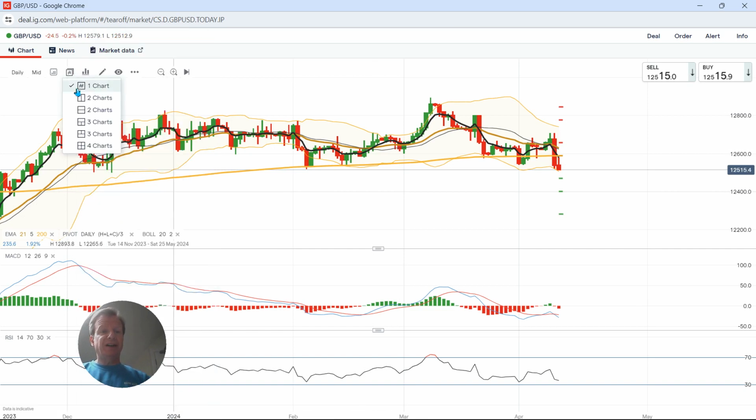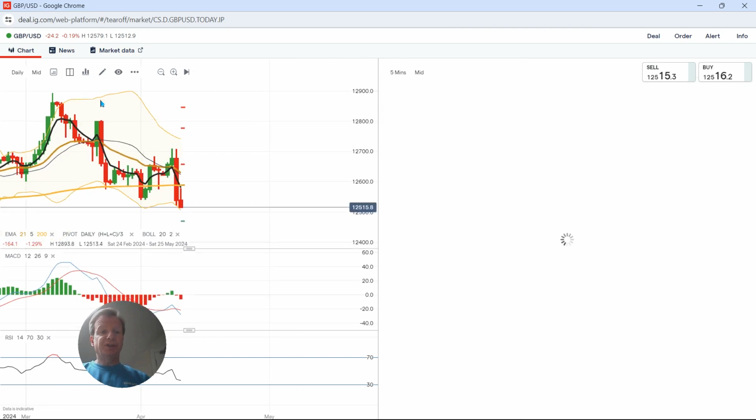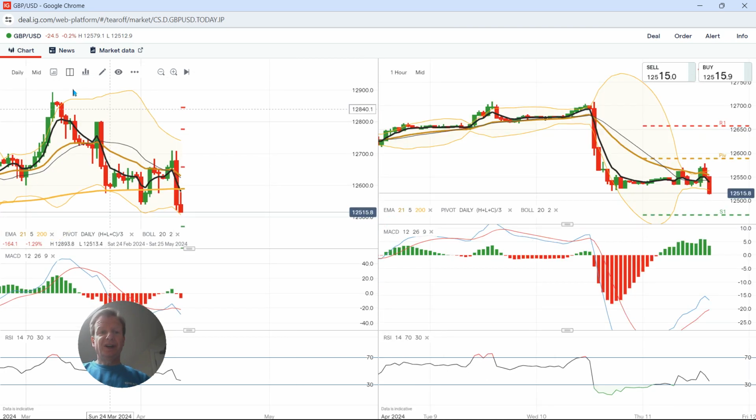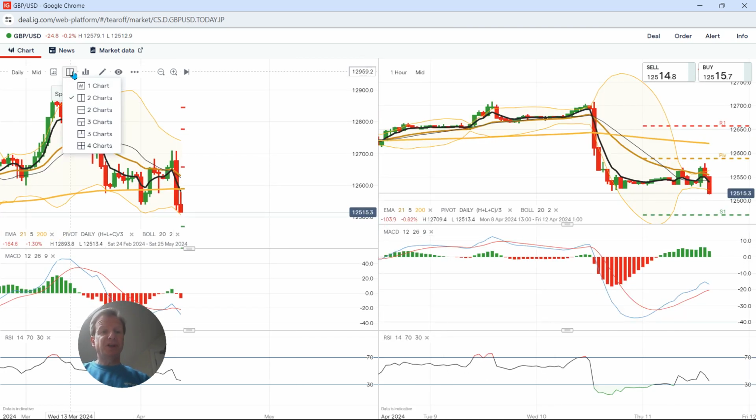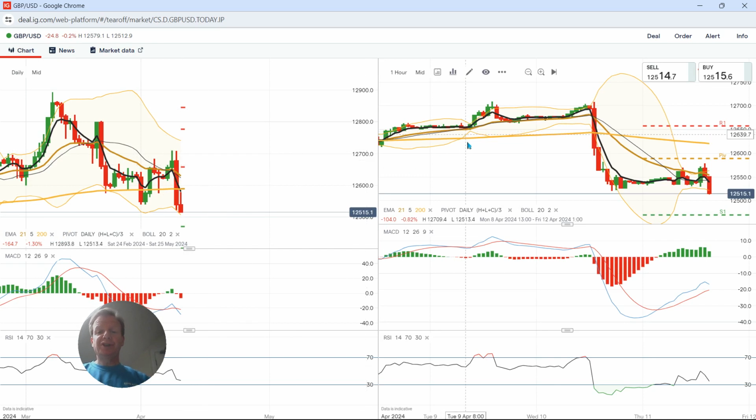Also, I can split it up into 2 charts. I can even split it up into more charts if I want, up to 4 charts. And what this can do is, for example, I've got the daily time frame showing on this chart, and then I've got the hourly on this chart. So, for example, if I'm trading off the hourly time frame, but I want to see the bigger picture at the same time, the daily time frame compared to the hourly time frame. So you've got that as well.